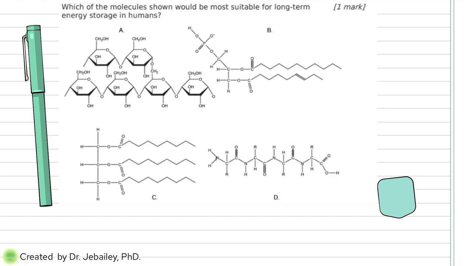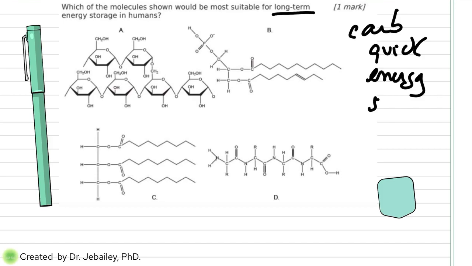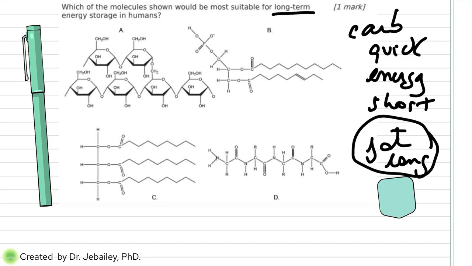Next one: which of the molecules shown would be the most suitable for long-term energy storage in humans? Now, we know that carbs give you quick energy, which means I need the energy now. So this case would have been a short one. And the fats are the ones that give you energy for a longer period. So these ones are very long. So they're asking you to figure out which one of these molecules is the fat.